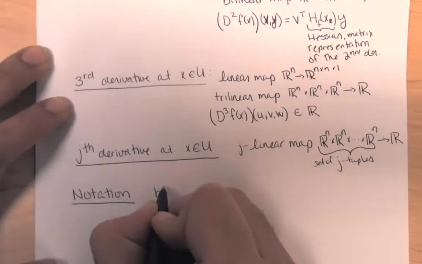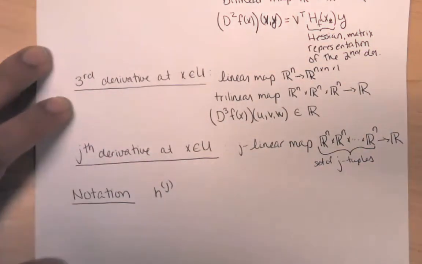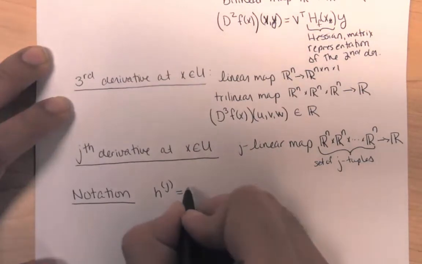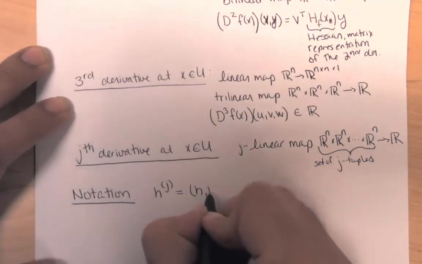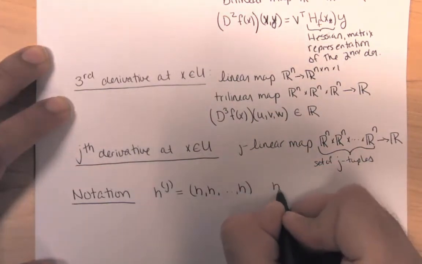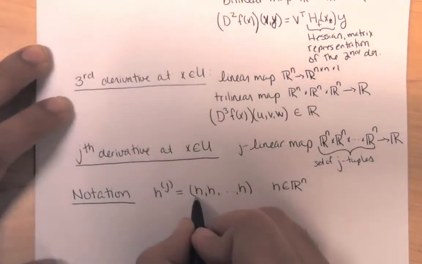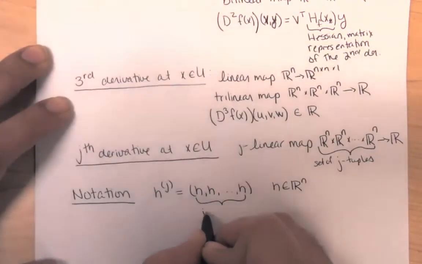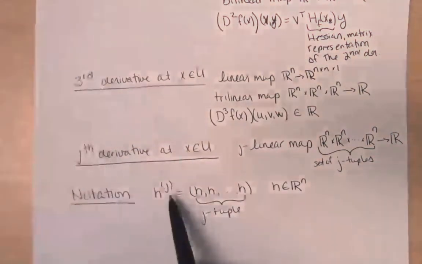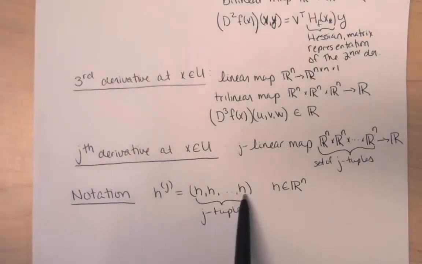I'm going to let h^(j) represent the j-tuple of all h's, where h is in R^n. So this is a j-tuple, and this is a bit of shorthand. When I say h to the parentheses j, what I mean is a j-tuple.